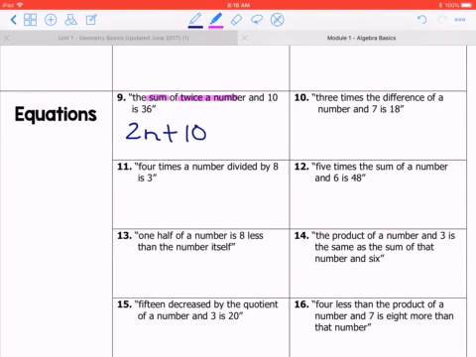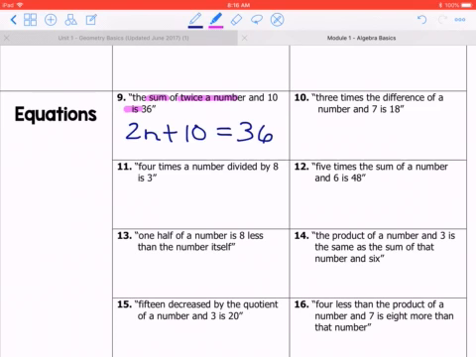Now here's a new key phrase. It says is. In math, is means equals. So now if we have an is, now we're setting up an equation instead of just an expression. So that's a little bit different. So the sum of twice a number and 10 is 36. So the word is in math means equal, okay?